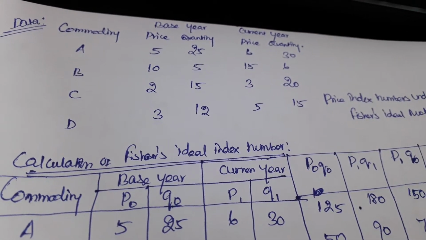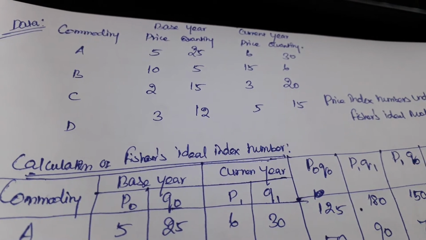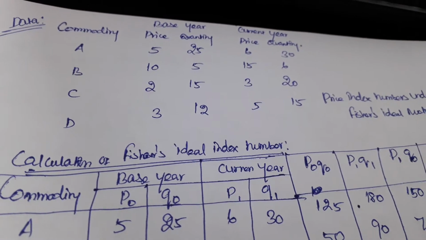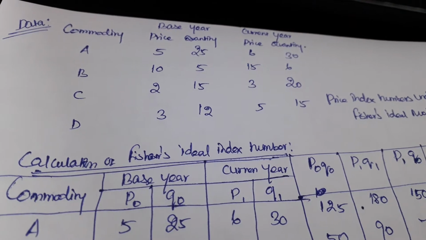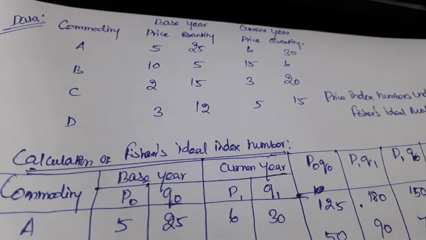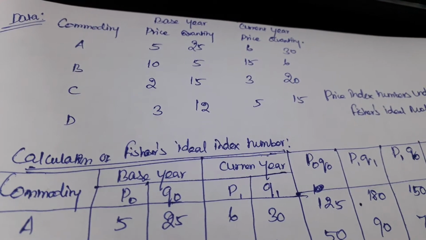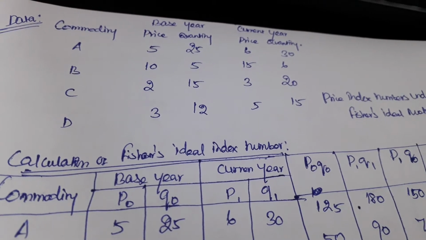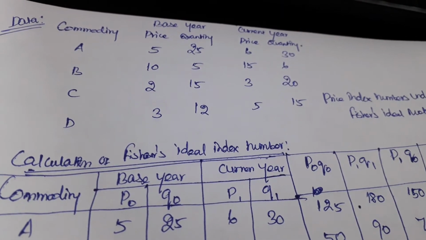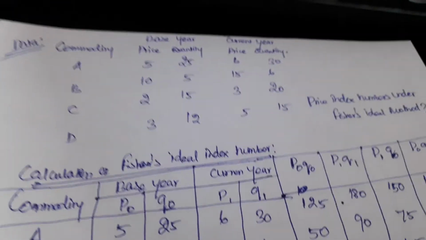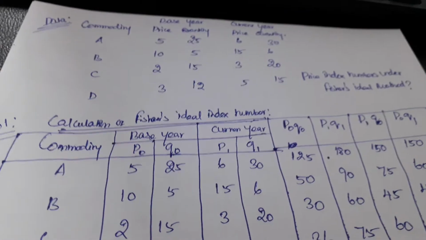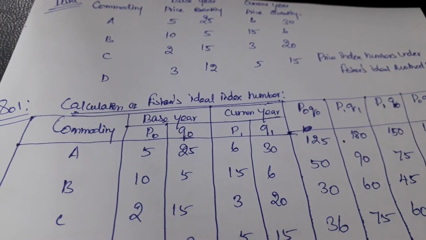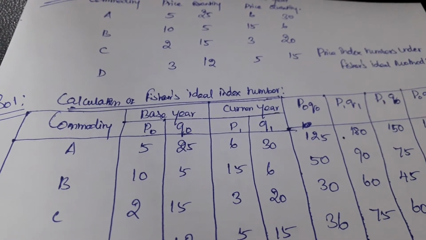An index number is an indicator which is used to show the variable changes over a period of time. The best example is the stock exchange. Index numbers are used in a variety of fields like production, consumption, and sales growth. So everywhere it will be useful. So the heading would be calculation of a Fisher's ideal index number.